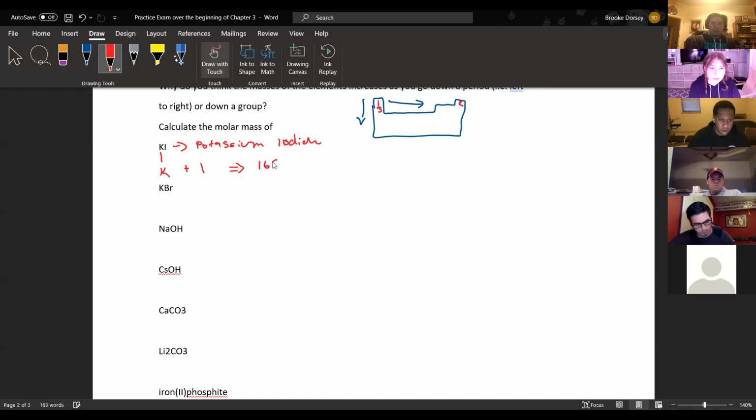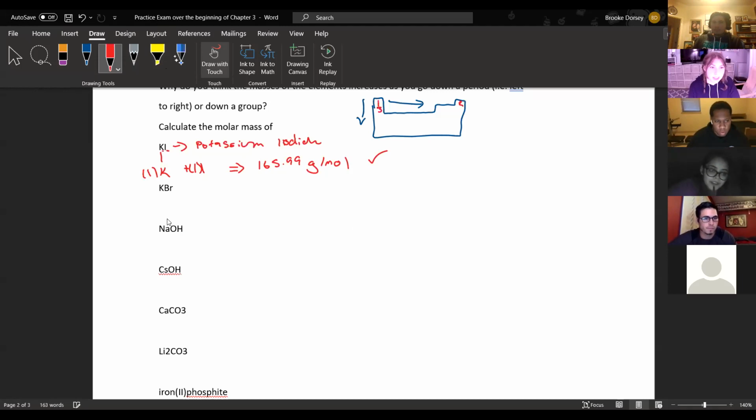165.99 grams per mole. Did someone else get this? Just him? Yes, that's right. Good. Quick question: why don't we have to multiply these by anything? Because it's just 1. Exactly. We have no subscripts here, and when there's no subscript, you just assume that it's 1. So we did technically multiply them by 1, but anything multiplied by 1 is just itself.